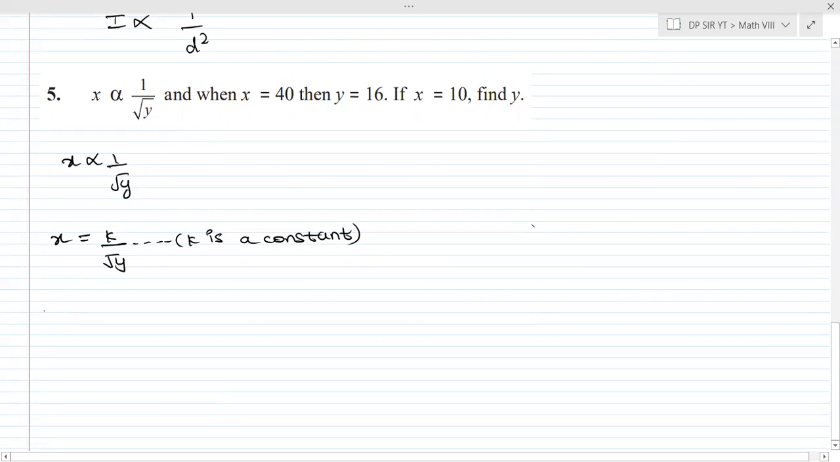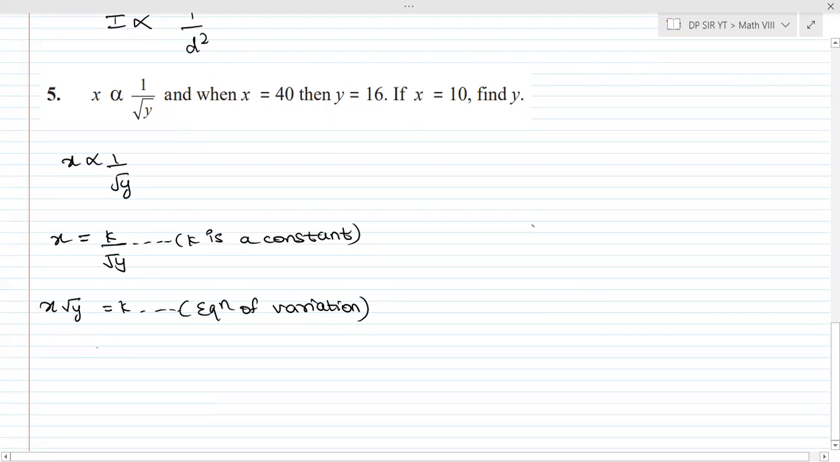And what else can we write over here? Can we form the equation of variation? So it would be x into root y is equal to k. This is nothing but my equation of variation. Hope it makes sense. Yes, it makes sense.